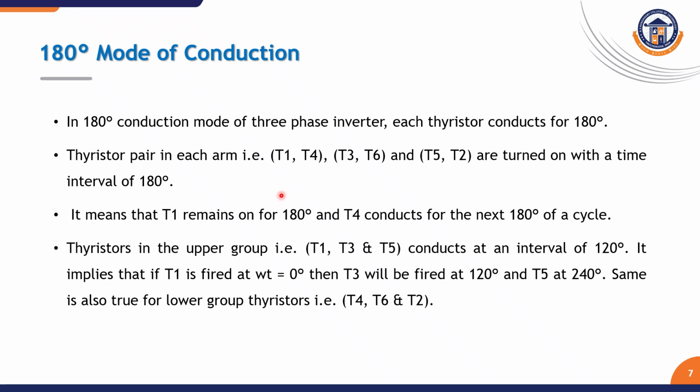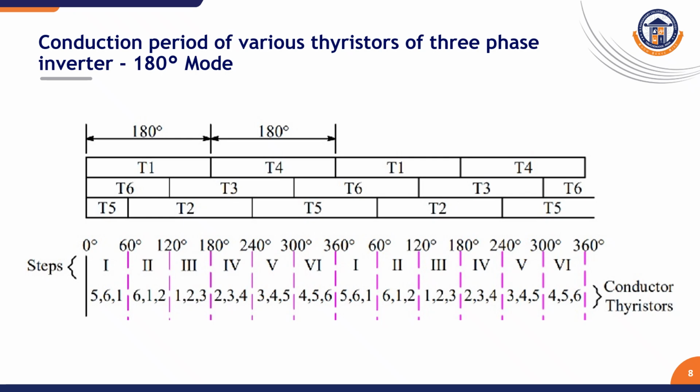You can see the thyristor pairs T1, T4, T3, T6 and T5, T2 will be turned on in each and every interval of 180-degree. And for every 60-degree interval, a positive switch in the inverter will be turned on and a negative switch will be turned off, or a negative switch will be turned on and a positive switch will be turned off. Like that, it will continue consecutively in each and every interval. The incoming switches will come in by giving the gate pulse, and outgoing switches will go out by natural commutation. So let's see the conduction pattern here.